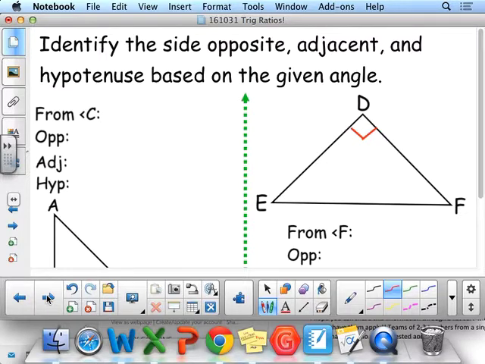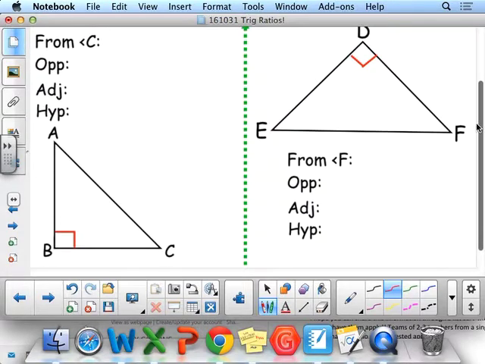So when I look at these examples and I start here, looking from angle C, I'm going to put a little arc in the corner so that I know where I'm looking from. Oftentimes in trig, you're going to see this labeled as a theta, so a circle with a line through it. I need to figure out what's directly opposite, what's adjacent, and what's the hypotenuse. So let's start with something easy.